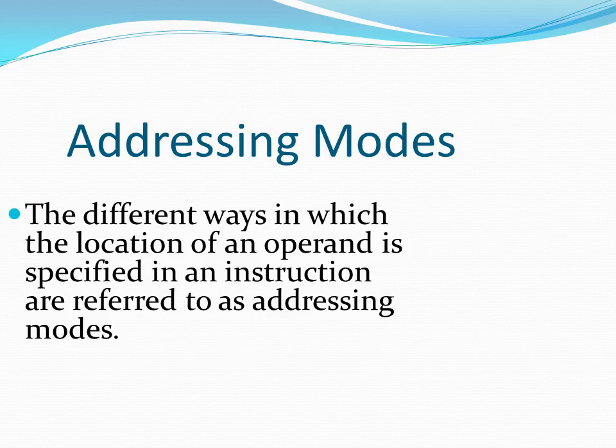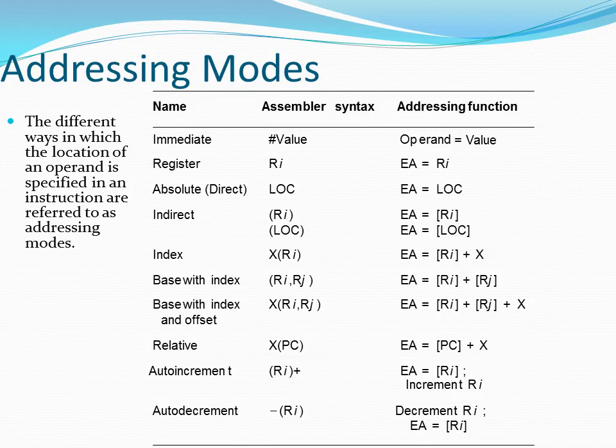Now we discuss addressing modes. So what is the use of addressing modes? In the previous part we discussed how the data and operands are stored in our memory. The different ways in which the location of an operand is specified in an instruction are referred to as addressing modes. So there are different ways of accessing the operands or storing the operands in memory, and that is nothing but addressing modes. There are different types of addressing modes.